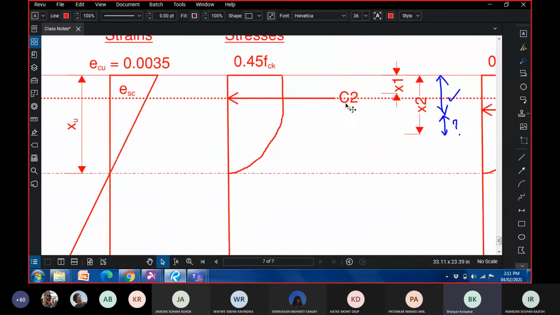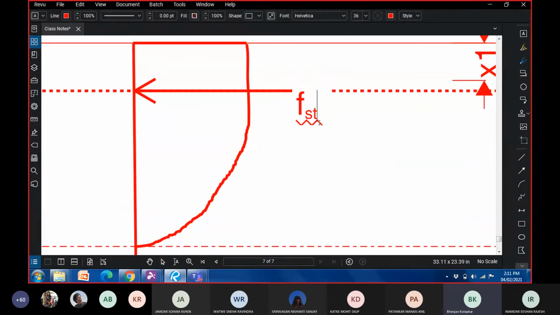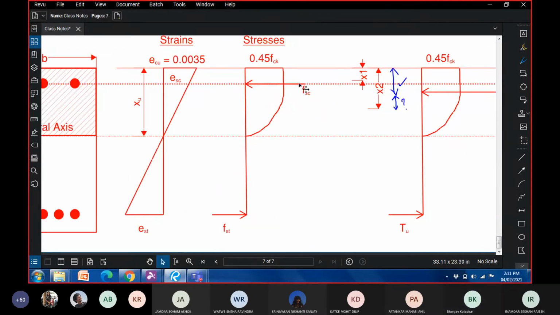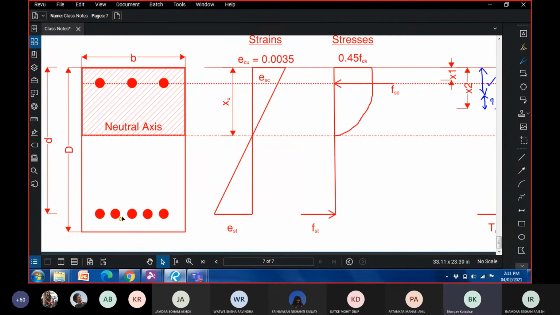Similar to this, we are going to have stress in steel in compression. Okay, steel is in tension and compression. Therefore, we'll have two stresses. One is a stress in steel in tension. Another one is a stress in steel in compression.